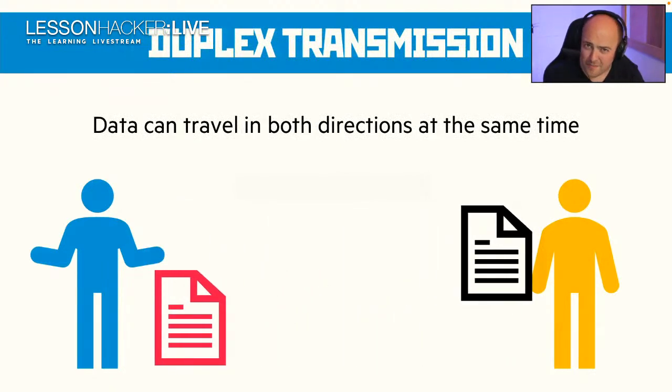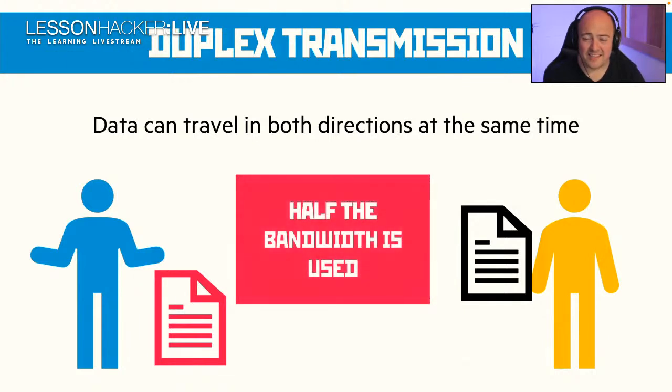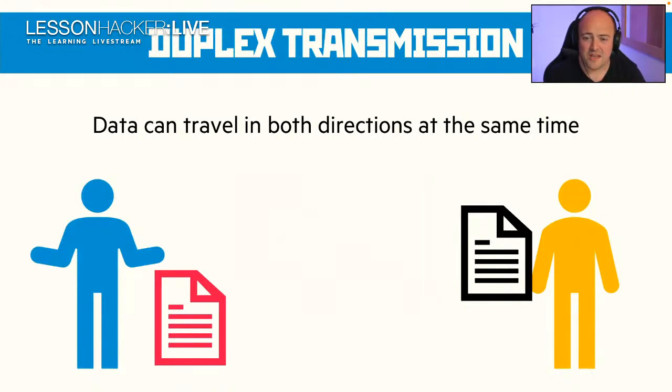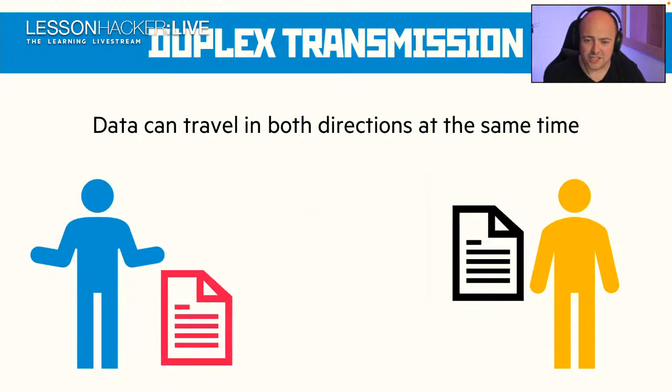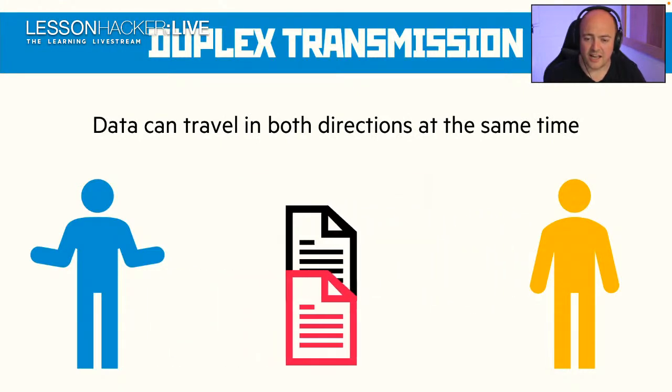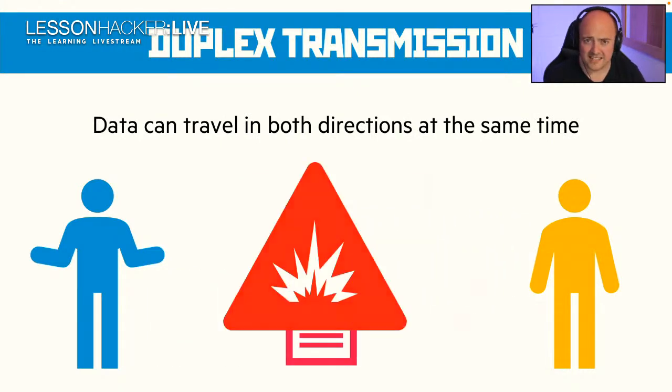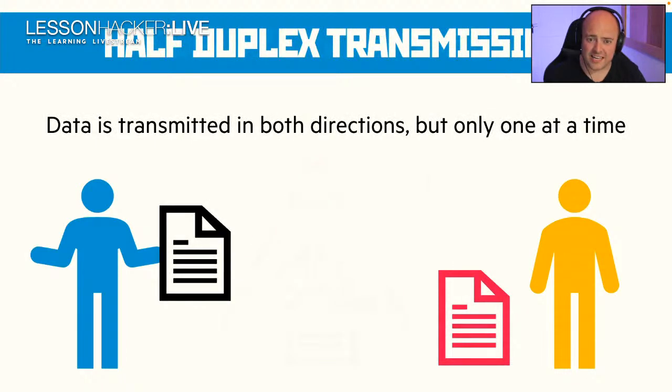Duplex, data travels in both directions at the same time. Brilliant. I'm using half the bandwidth because I need half the bandwidth to send and half the bandwidth to receive. There's also a potential issue because data could collide. If data collides, we are going to get lost data on that transmission medium. Half duplex is great. I can transmit in both directions, but only one at a time.